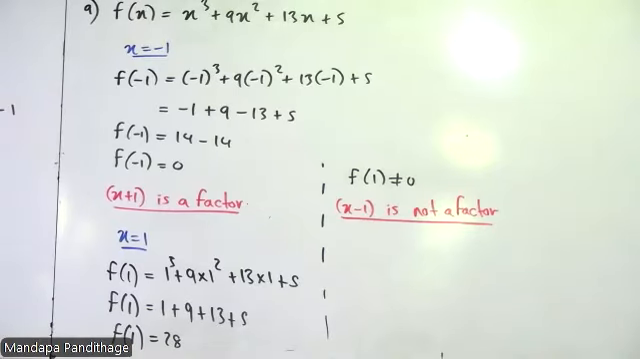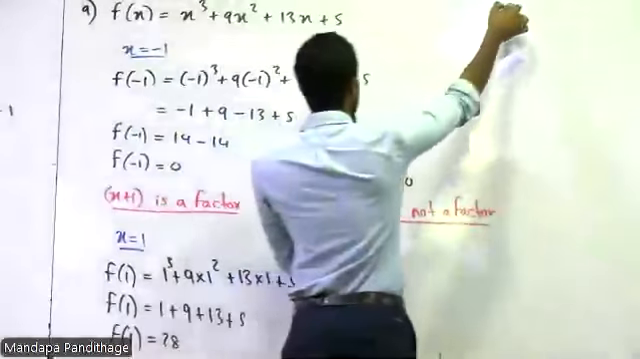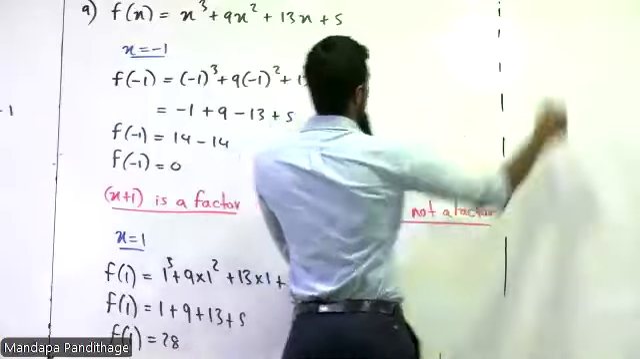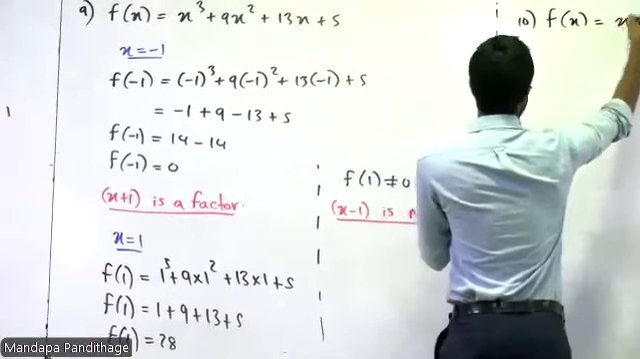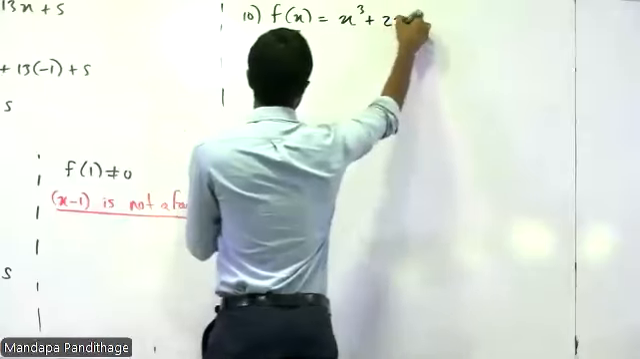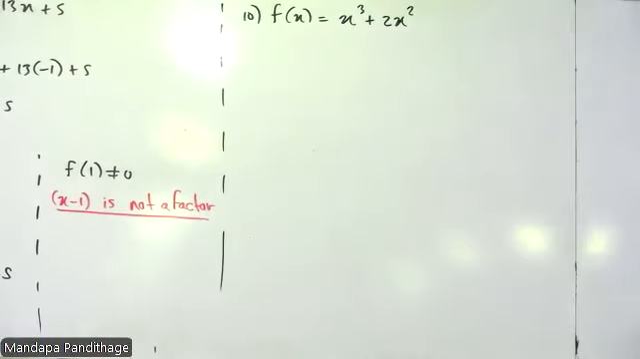Okay. Then do question number 10. Next question, question number 10. In that one, the polynomial should be x cubed plus 2x squared. It's not 32. In question number 10, the polynomial should be x cubed plus 2x squared plus ax plus b.